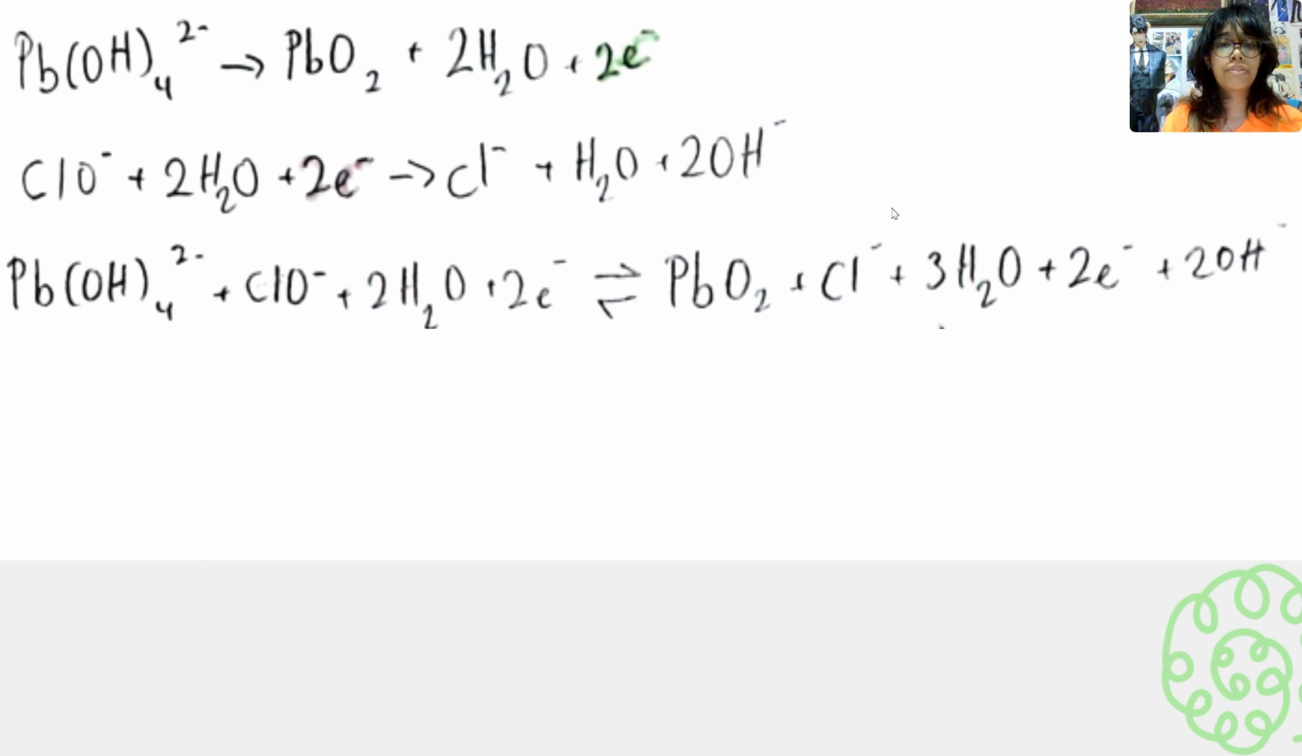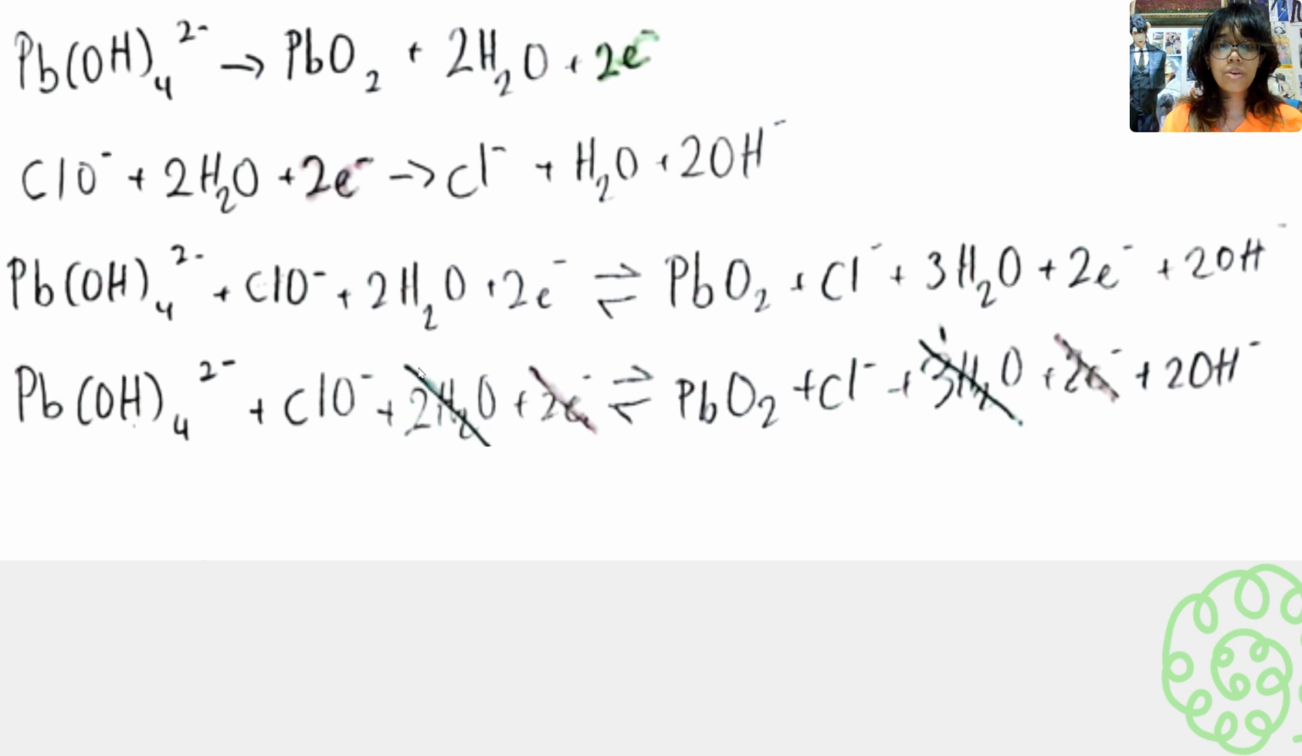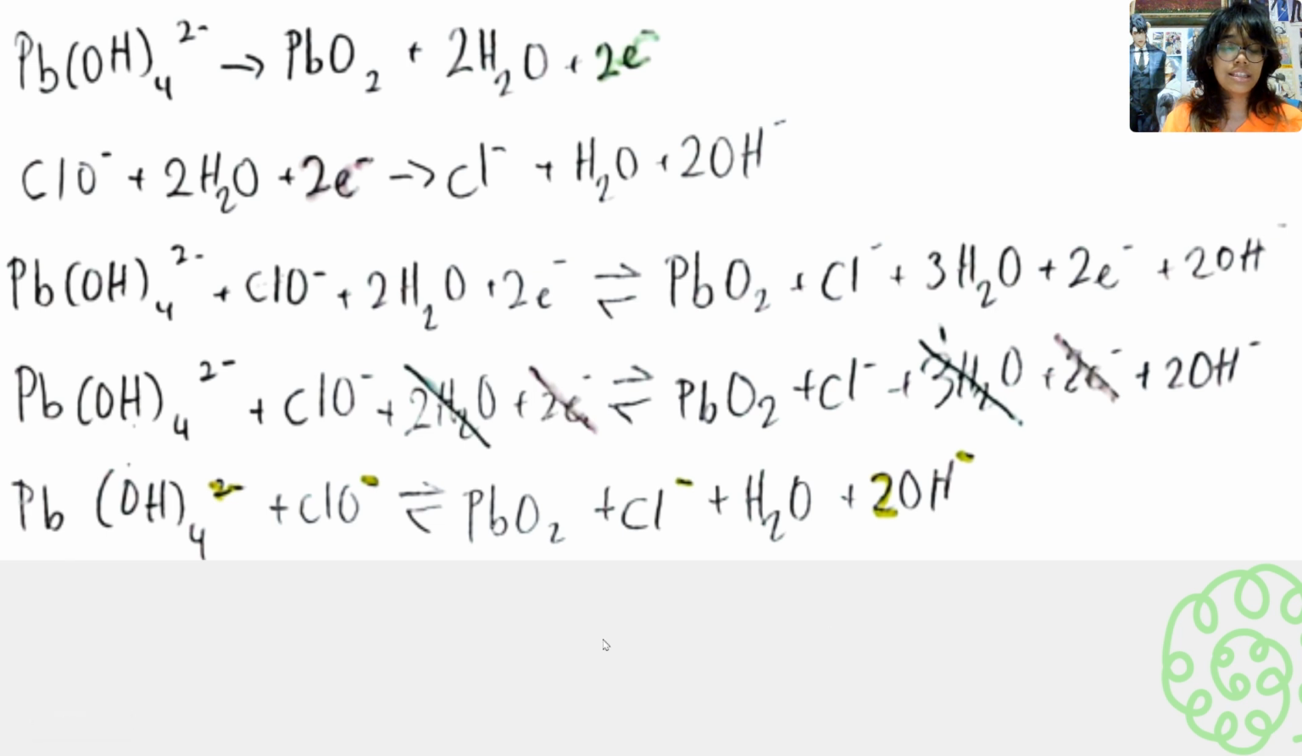We need to simplify this, so we cross out whatever we have multiples of on both sides. As you can see here, we can cross out both waters, but this has one water left, and we can cancel out the two electrons on both sides. Now we get this. This is our equation. As you can see, we've simplified it.